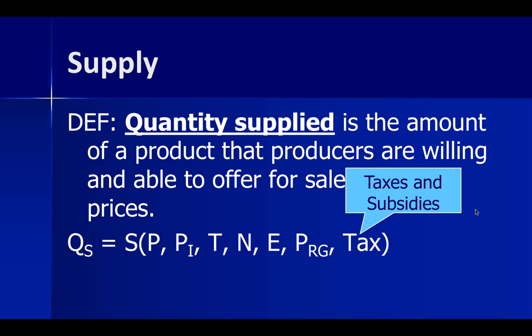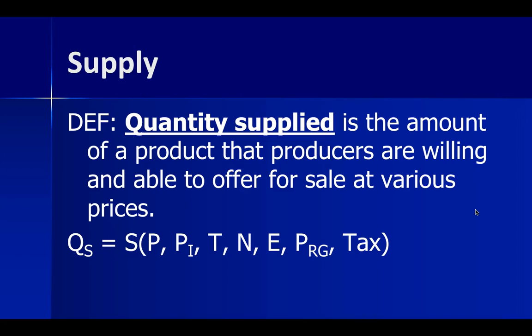And finally, there's taxes and subsidies. Taxes and subsidies affect the cost of production as well, but they're external to the firm. These are imposed by government. Taxes increase the cost of production, subsidies reduce the cost of production. Thus, taxes reduce quantity supplied, subsidies increase quantity supplied.